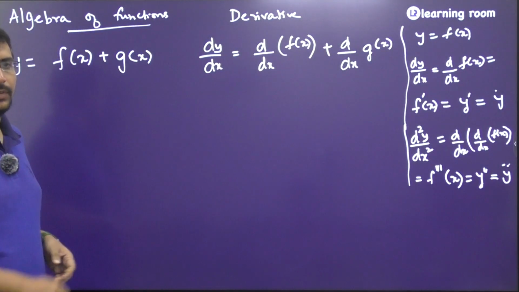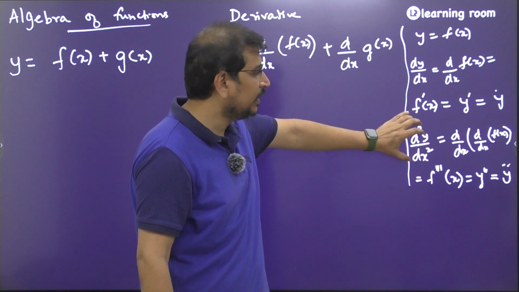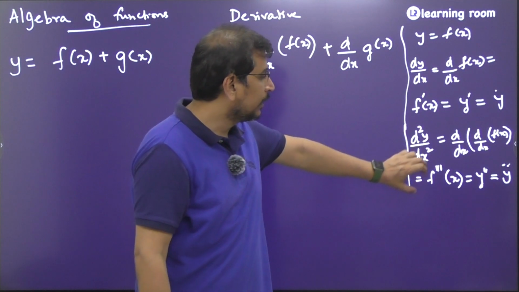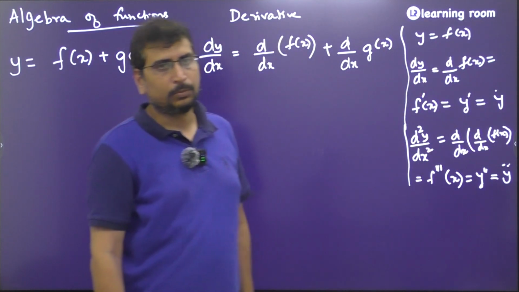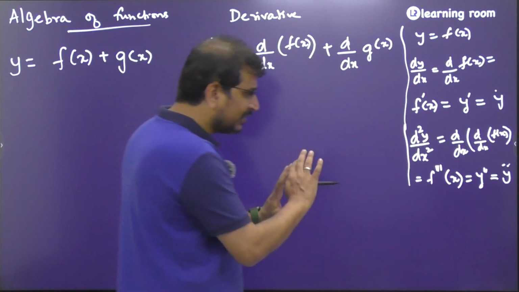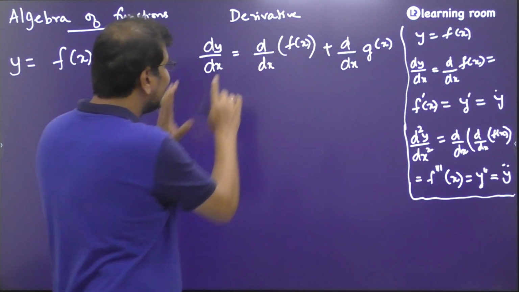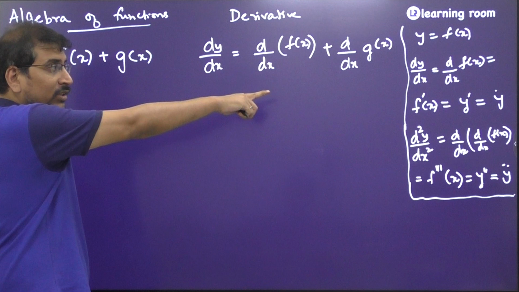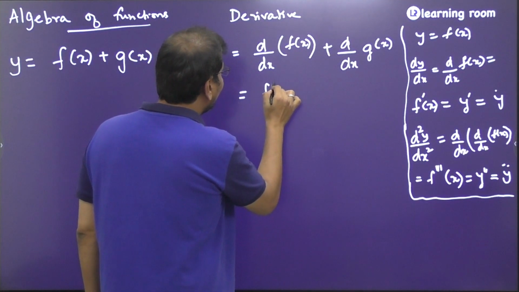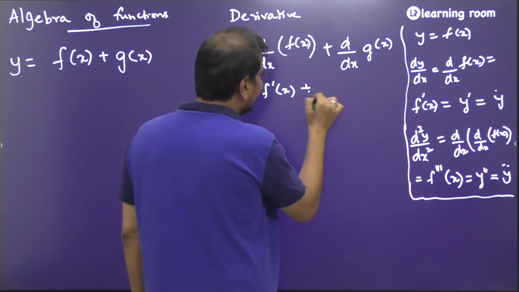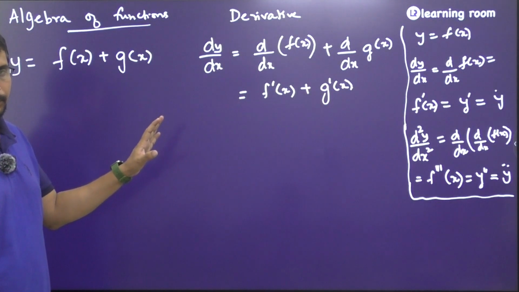Similarly, 3. It keeps going like this. We generally don't use this. If it is d cube by dx cube, then you'll write f triple dash of x, y triple dash, y with 3 dots on top of it. This is just a notation. So having said this, going forward, I'll be using the dash notation. So I will write this as f dash of x plus g dash of x. I hope you are able to understand this.